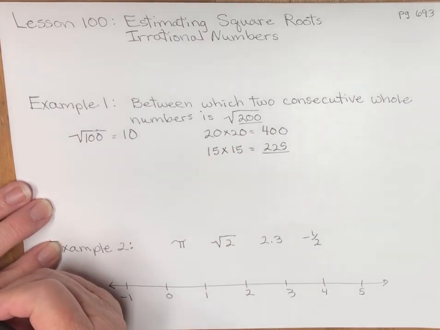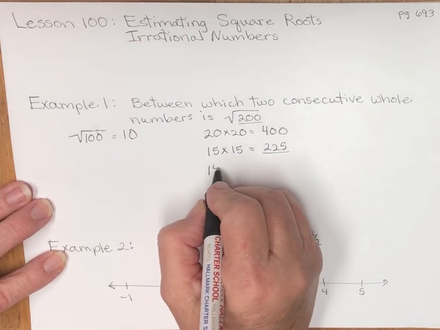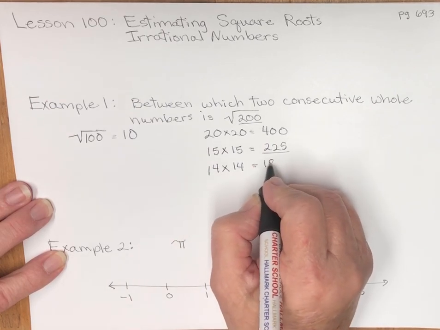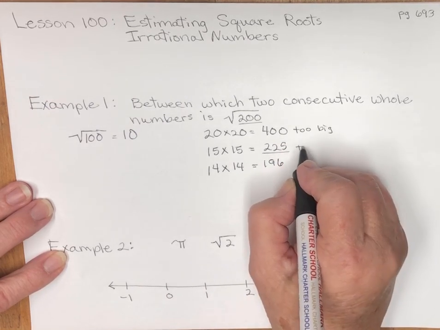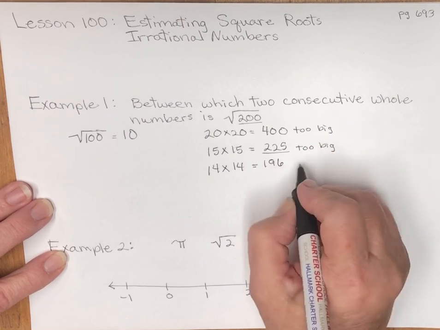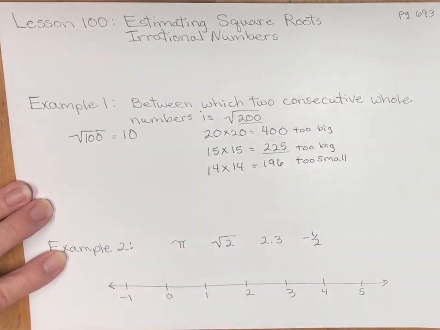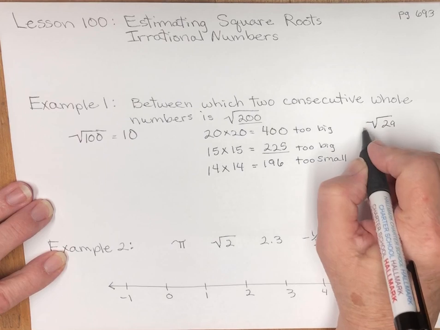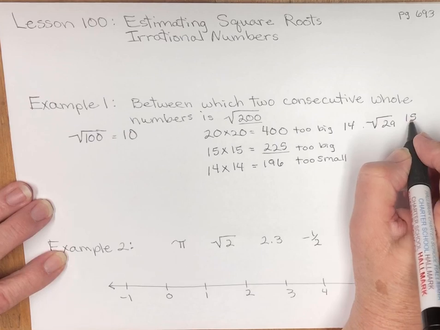It's larger than 200. So now, okay, it's not 15, let's try 14. So 14 times 14 is equal to 196. Well, 15 was too big, and 14 times 14 is now too small. So now we know we're somewhere between 14 and 15. We have narrowed it down. So the square root of 200 is going to be somewhere between the whole number 14 and the whole number 15.